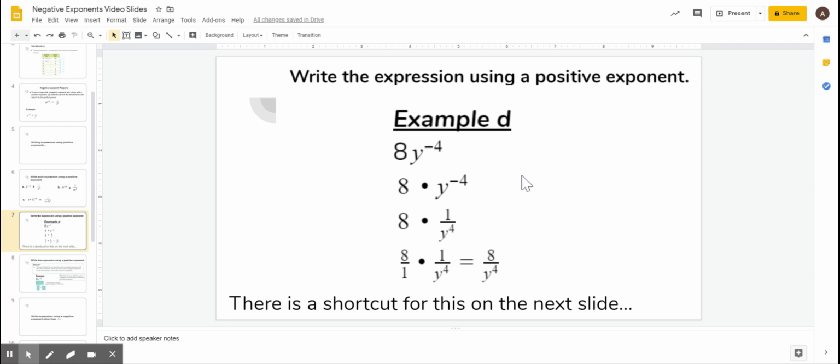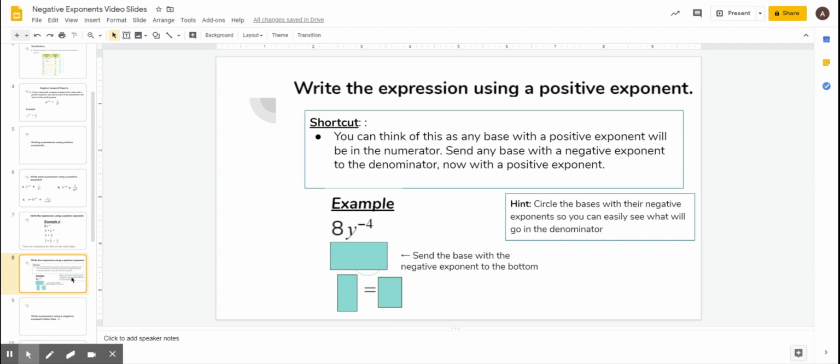All right, so this is a lot of work. There is a shortcut for this, which I'm going to talk about in the next slide, but you know me, I like to explain where the shortcuts come from. So the shortcut is, you can think of this as any base with a positive exponent will be kept in the numerator. Send any base with a negative exponent to the denominator, now with a positive exponent. So this 8y to the negative 4 from our previous example is the same thing as saying 8 to the 1st times y to the negative 4th. Now, there's always an exponent next to numbers.